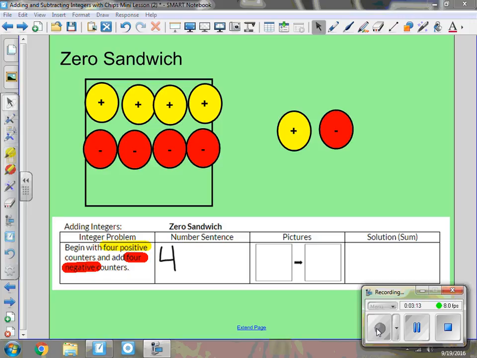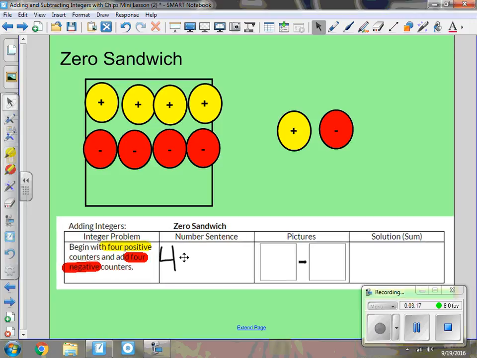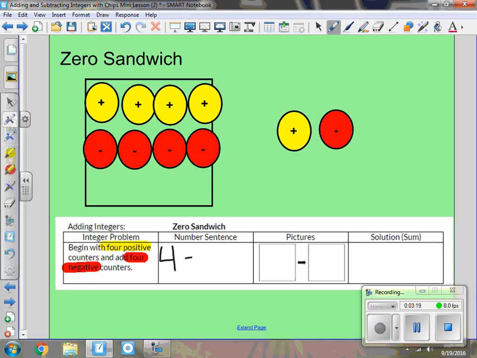So again, I used a positive 4 for that first integer, and then because I'm adding, I'm going to put a plus. And then I have 4 negatives, so I'm going to use a negative 4. And sometimes it can get a little bit confusing with the plus and then the negative, so we can use parentheses to help group that integer together. So you'll see that usually with the second number. Sometimes they'll put it on the first, but you need to be able to see both.